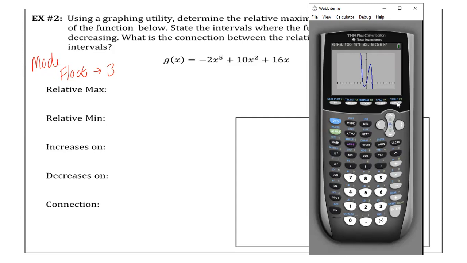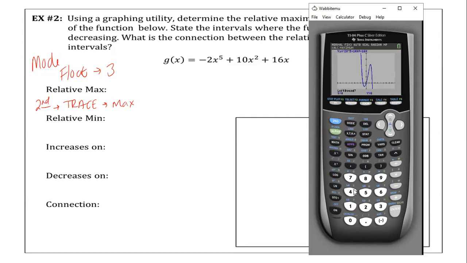Okay. All right. So now here we go. We're going to find our relative max. In order to find our relative max, we're going to press second trace. So to find our relative max, we're pressing second, and then we're pressing trace. And we're going to go to maximum. So second trace. Do you see where it says maximum? Yeah. Second trace maximum.